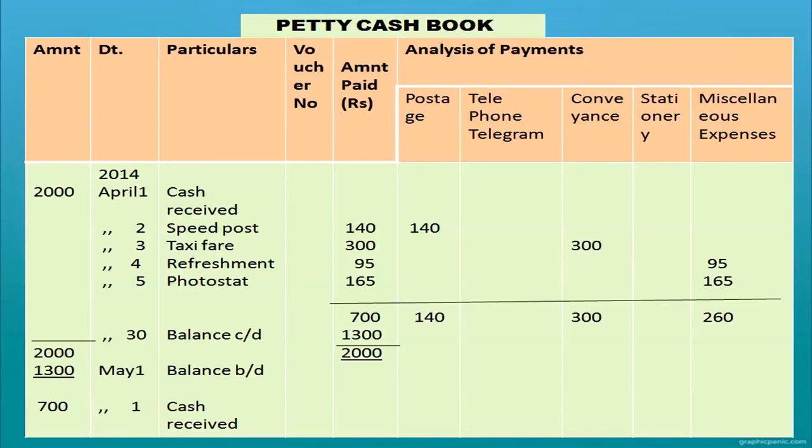You have to total all the analysis of payments columns also, and then total both sides. 2000 is the biggest total and you have spent 700 rupees. Then the remaining will be the balance carried down 1300. That amount will be brought down in the beginning of the next month, May 1st, balance brought down 1300. So from the main cashier, this month also the petty cashier should receive 700 rupees.